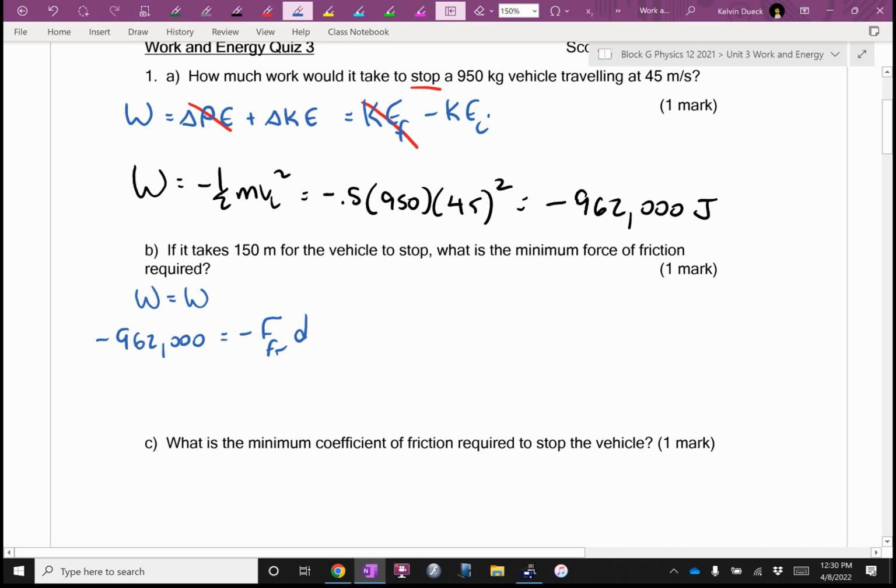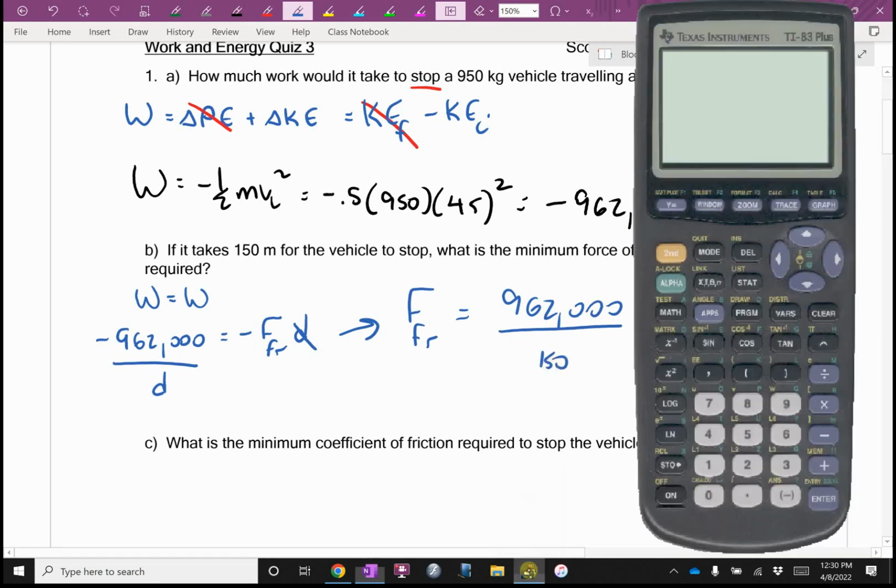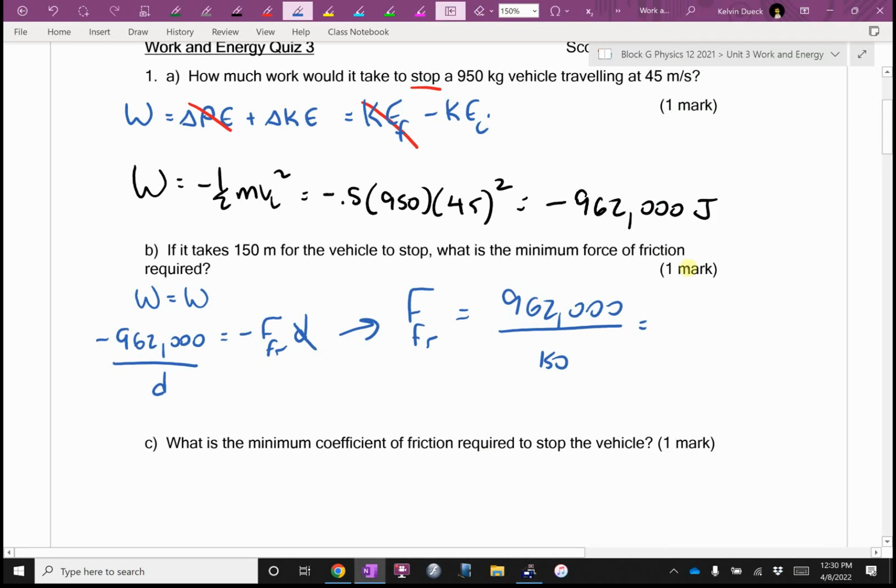Why negative on the right? Because the distance and friction are in opposite directions. The negative's going to cancel out. And I said, oh, I can figure out the force of friction. Just divide by d. Friction is going to be 962,000, answer button actually, divided by 150. It's going to be this number divided by 150, but I'm going to ignore the negative that showed up. So 6,410 newtons.